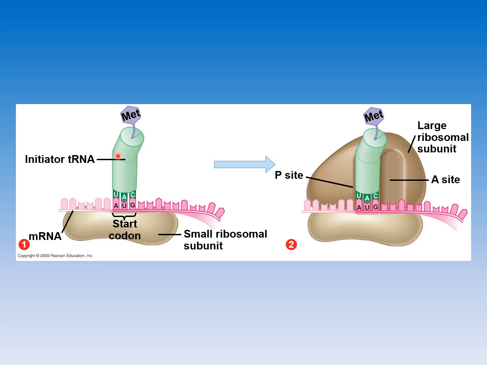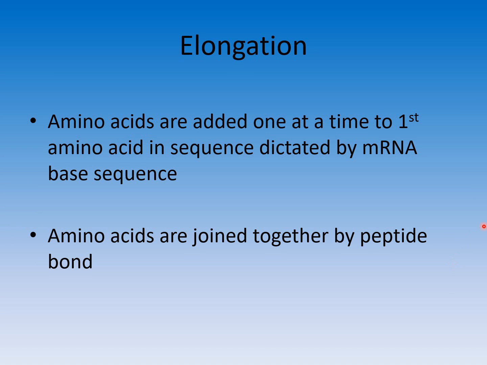So once the tRNA has bound to the mRNA, which is bound to the small subunit, then the large subunit comes in and it places it in the P site. This is the P site, this is the A site. A site's empty. That is initiation. You've got everything set now. You're ready for elongation. This is where you're going to be adding one amino acid at a time.